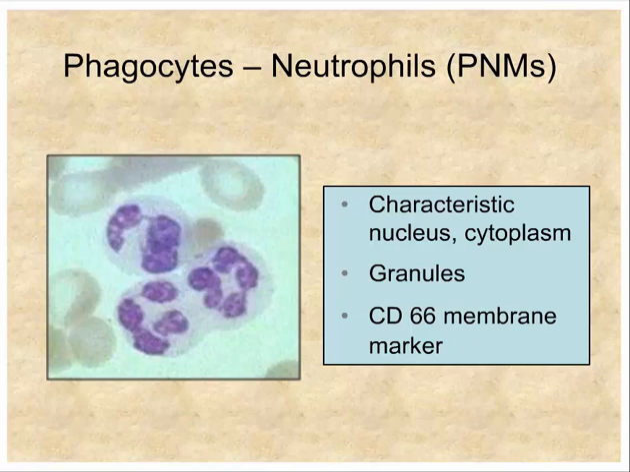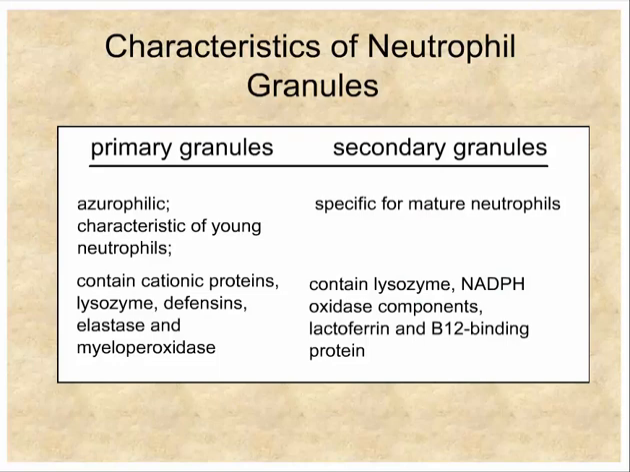And of course, we have antibodies against all of these CD antigens that are used then to detect the antigen present on that cell. All right, the granules that these cells have, there are two types of granules. One are called the primary granules. These are also referred to as the azurophilic granules. An alternate name, primary or azurophilic, because of their characteristic blue stain when you stain them. These are characteristic of younger neutrophils.